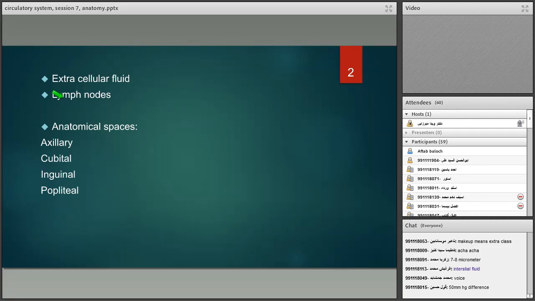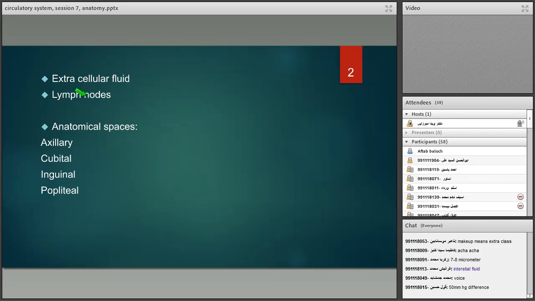The fluid which is present in the lymphatic system is called lymph, and it is full of lymphocytes. So the lymph is full of lymphocytes. The lymph is a transparent fluid. In the way of the lymphatic system, we have some lymph nodes. There would be some stations, and in these stations we have lymphatic nodes.